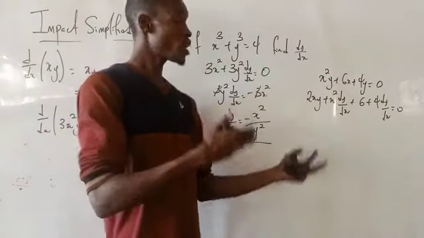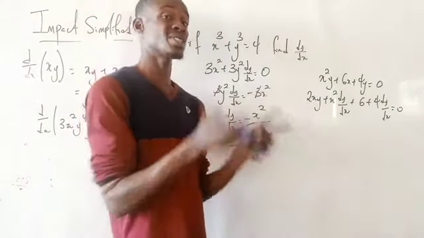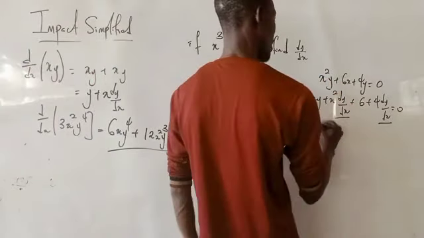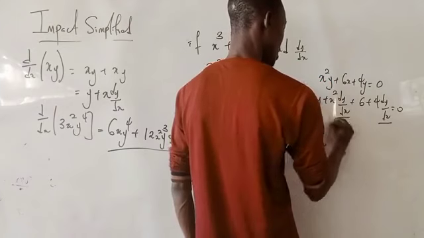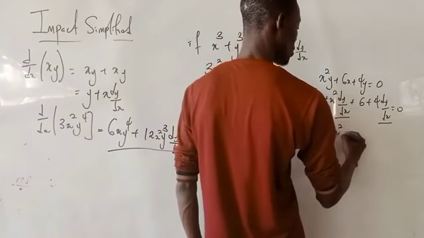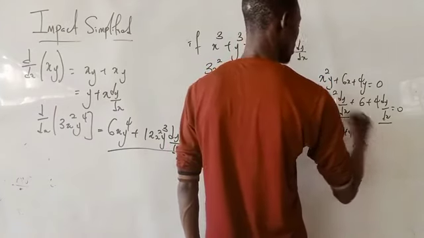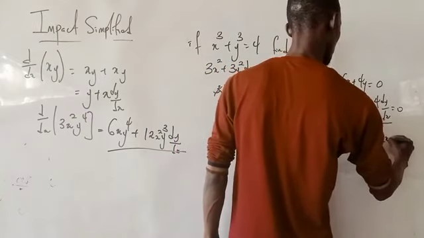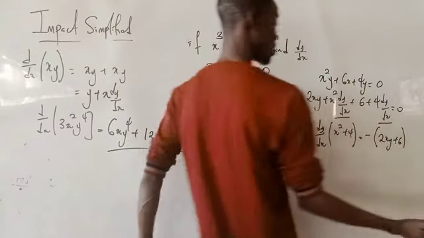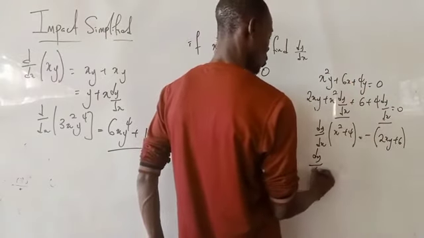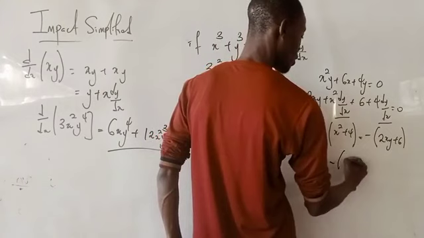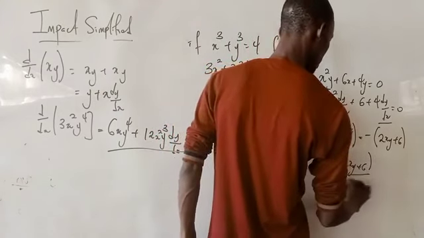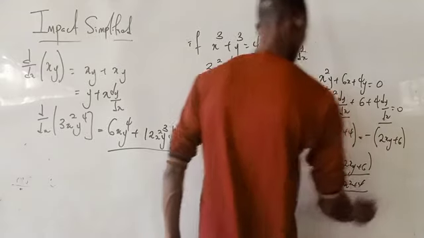And what do we have to do? We have to make our dy/dx the subject of the formula. So the terms having dy/dx will stay, and that will give us dy/dx into x squared plus 4 is equal to this. The terms not having dy/dx come out, and that will give us 2xy plus 6. And now, finally, what is your dy/dx? Your dy/dx will give us minus 2xy plus 6 over x squared plus 4.